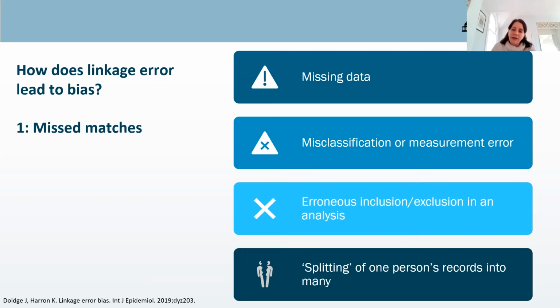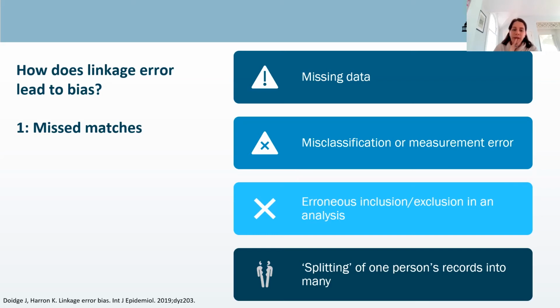So thirdly, if we're thinking about linking to a disease registry, for example, to define a population of interest, we want to only include people who have a particular disease in our analysis. And if we're defining the presence of that disease through the linkage, then missed links would mean erroneous exclusion from a particular analysis.